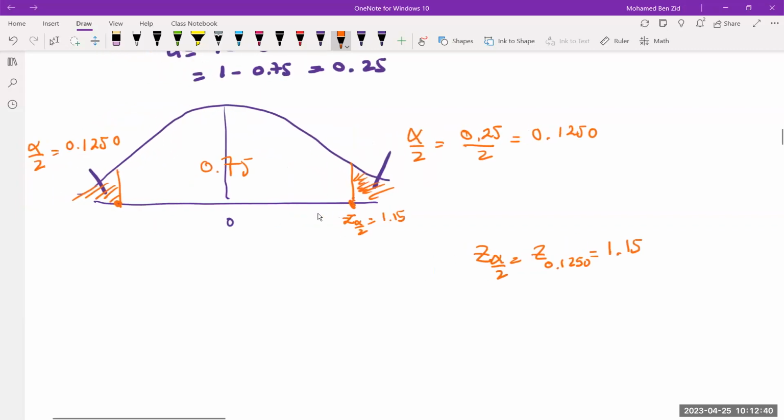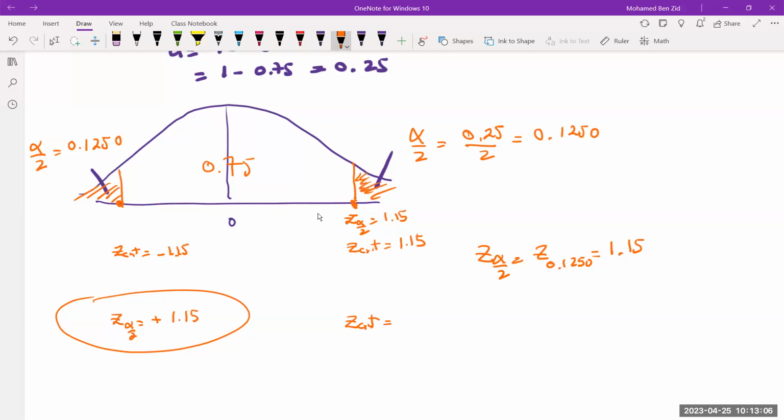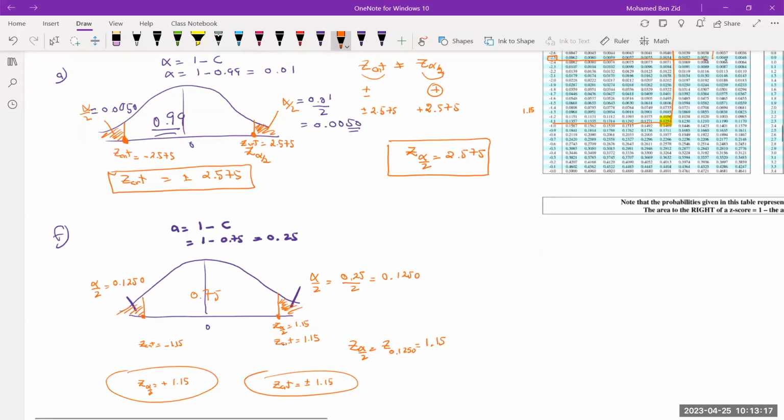Now, if you are looking for critical values, Z critical here, it's going to be negative 1.15, and Z critical here is going to be 1.15. Again, if you are looking for Z alpha over 2, it's just the positive value, 1.15. If you are looking for Z critical, both of them are plus or minus 1.15. Okay, I hope this is clear. Let me know if you have any question.